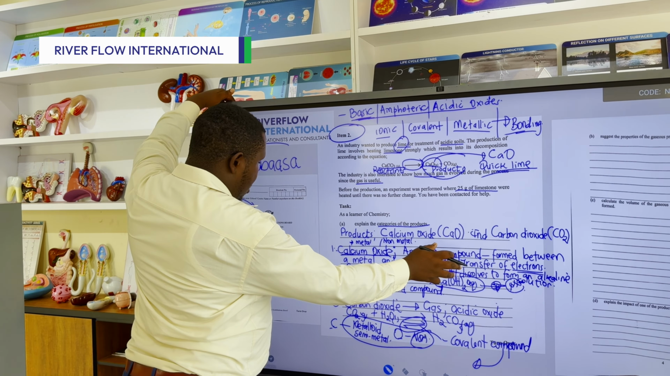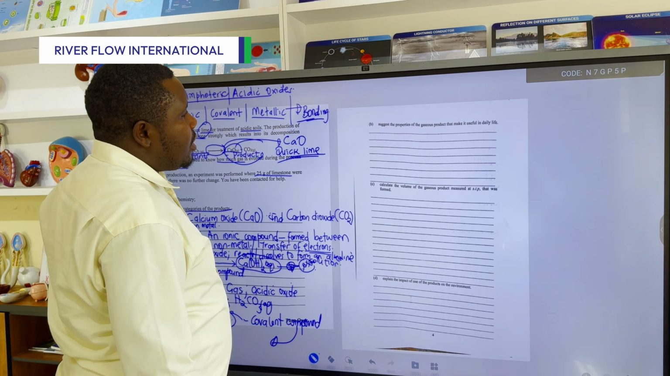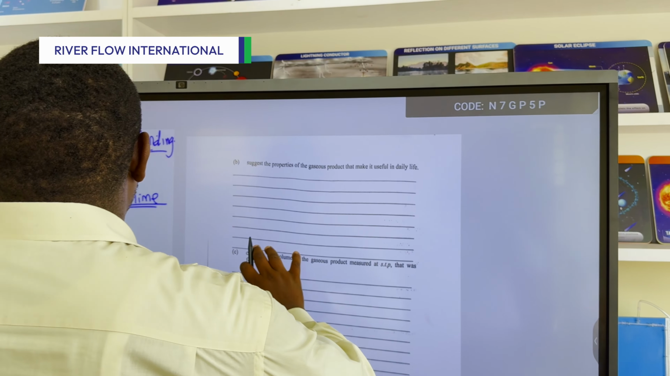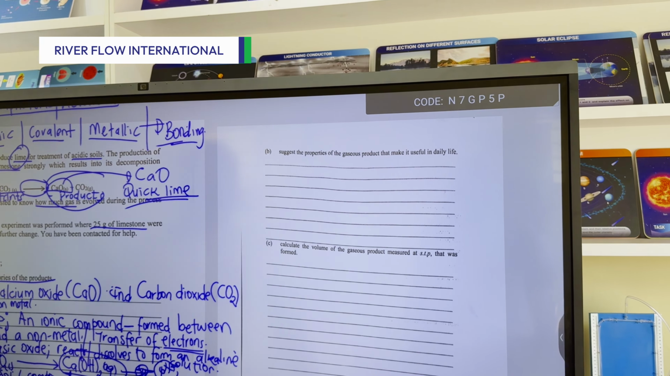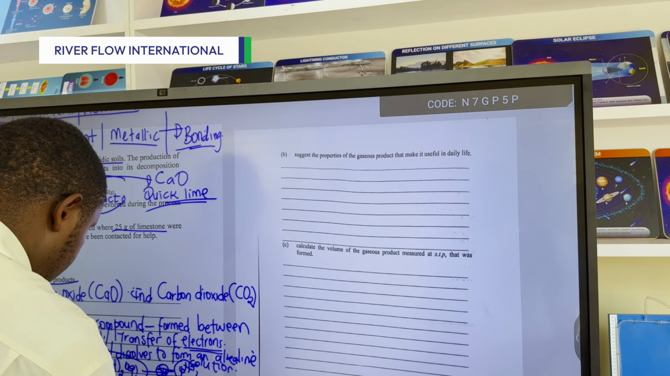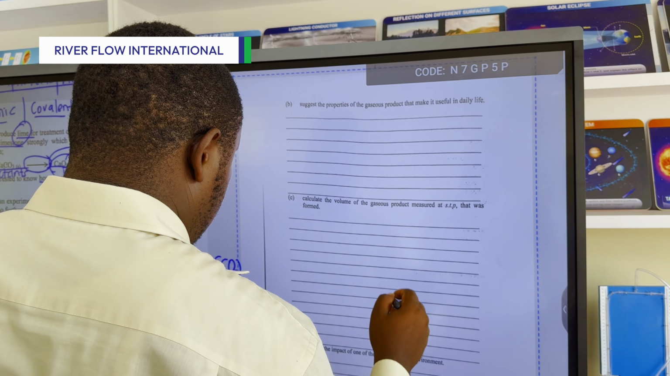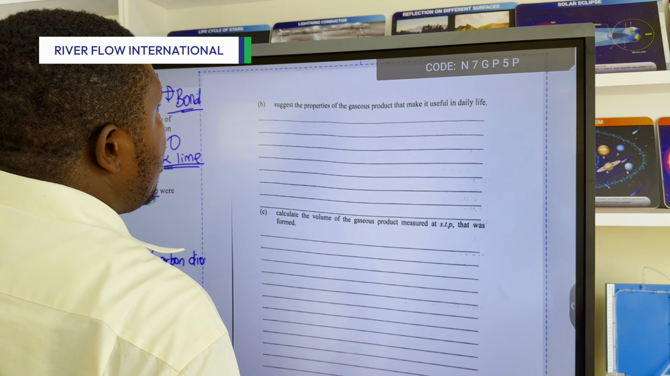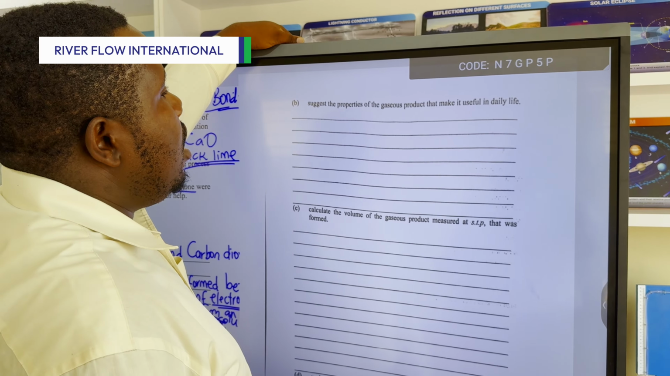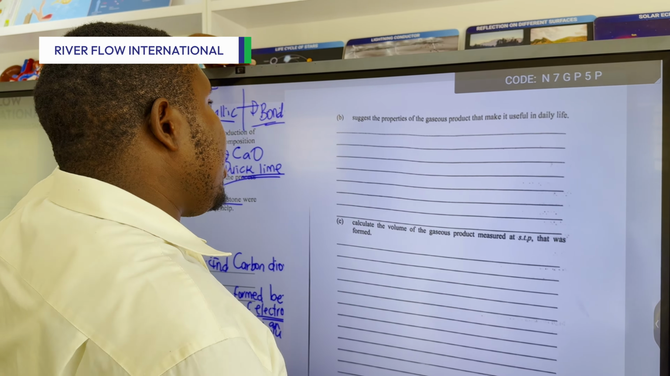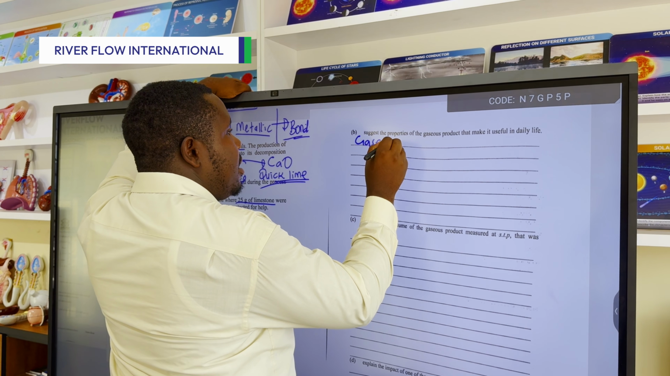Now we want to continue and go and look at part 2. What does part 2, or part B, tell us? So part B is saying that suggest the properties of the gaseous product that make it useful in daily life. So what is the gaseous product? Is the one we want to first identify.